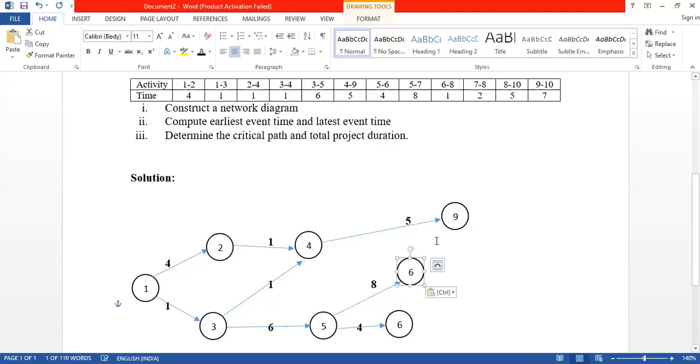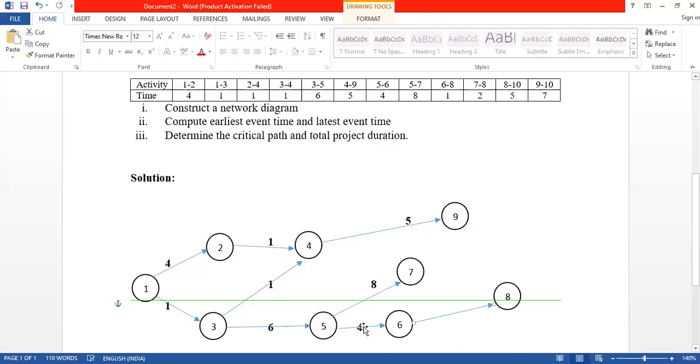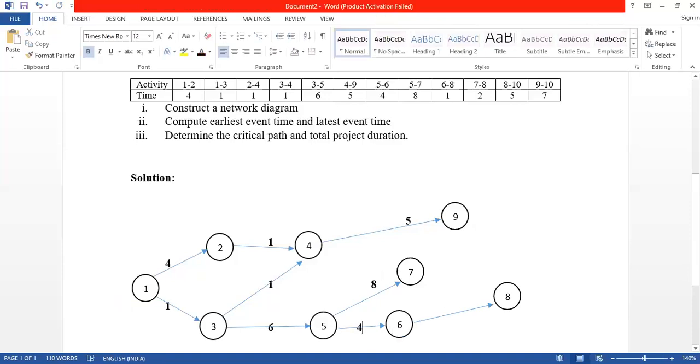So there should be an event called 8, and there exists an activity from 6 to 8 and it is taking 1 hour's time, right?